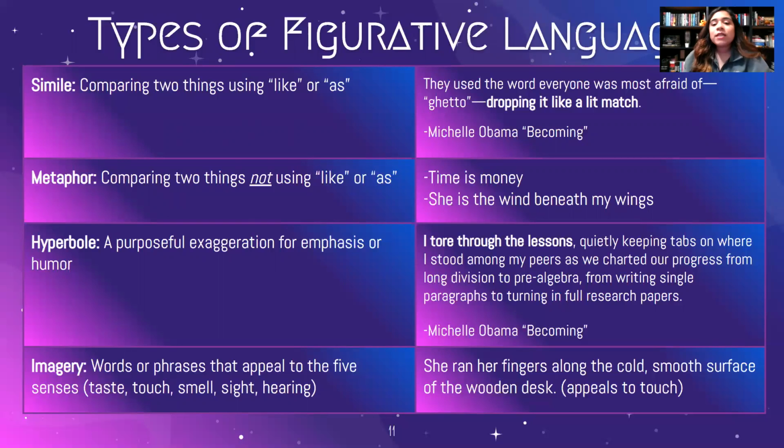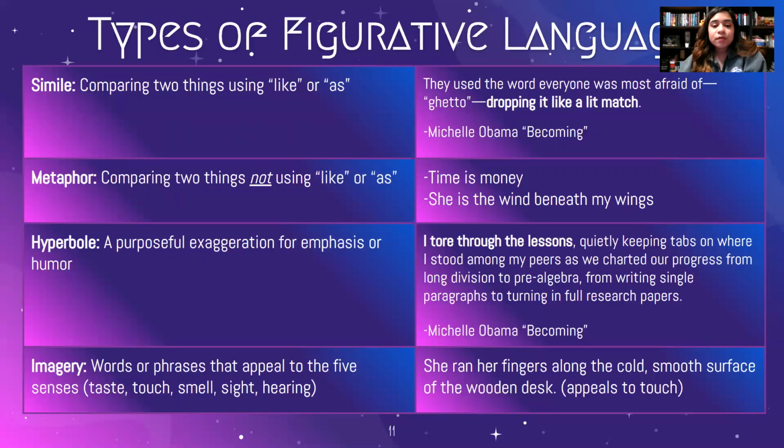And then she is the wind beneath my wings. So this is from a very famous movie, and a very famous song too. She is the wind beneath my wings just means that she is the person who helps me fly, right? Who helps me soar, who guides me through life, and who inspires me.